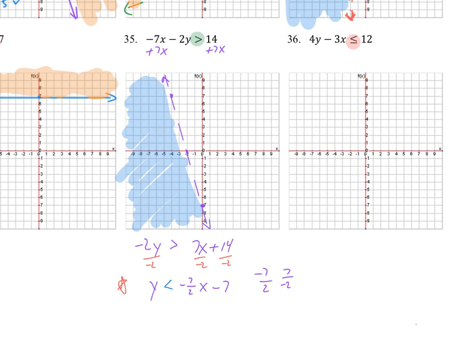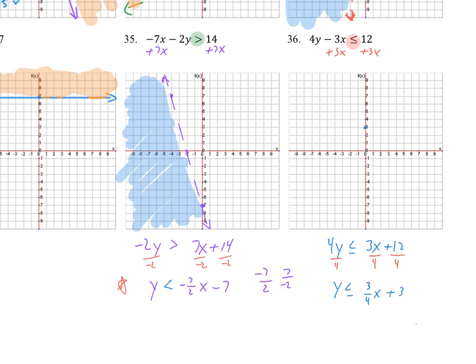Okay. And the last one, I'm going to do the same thing. I'm going to get y by itself. So first I want to add 3x to both sides. That's going to give me 4y is less than or equal to 3x plus 12. Then divide everything by 4. So it gives me y is less than or equal to, since I divided by positive 4, I don't need to switch the symbol. I get 3/4 x, not reducible, and then 12 divided by 4 is 3.